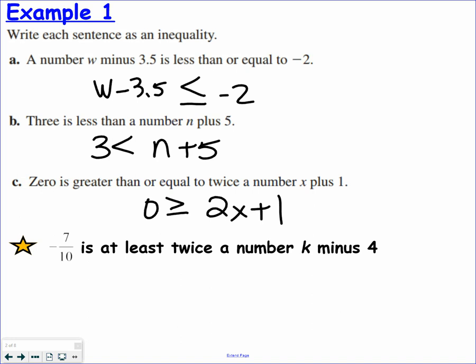So hit pause for a second. Let's see if you can get this one by yourself. All right, I'm back to verify. -7/10 is at least, so that's greater than or equal to. So it's got to be at least that: twice the number k minus 4.